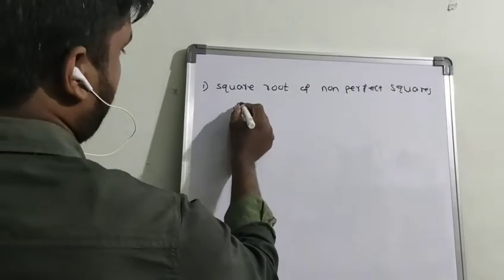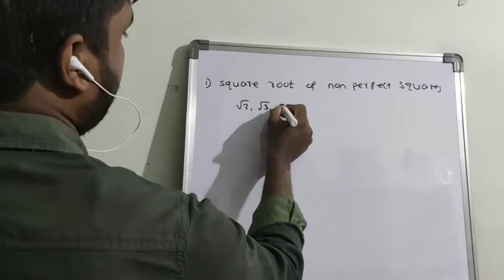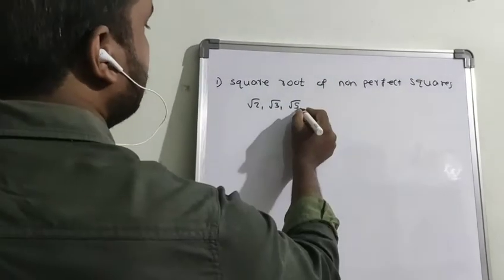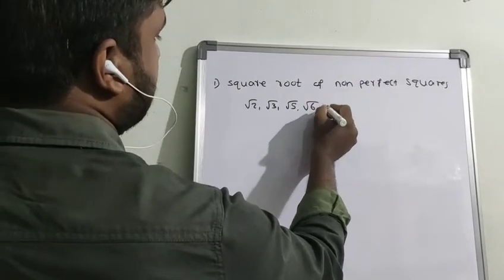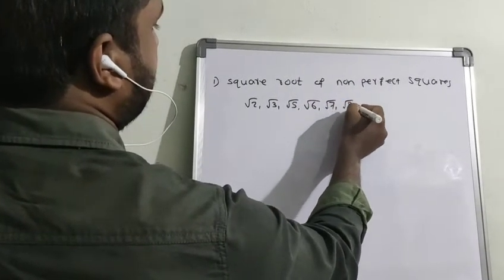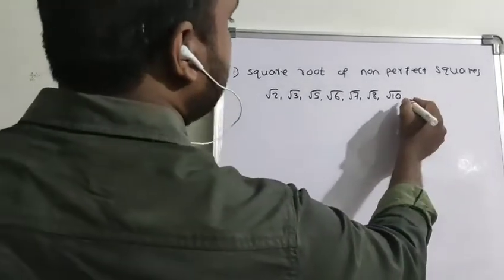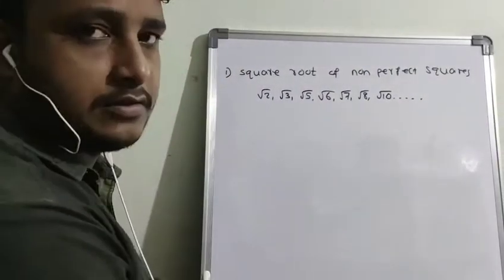For example, root 2, root 3, root 5. Root 4 you should not take, because the square root of 4 is equal to 2. Root 5, root 6, root 7, root 8, root 10. Root 9 is also a perfect square, so you cannot take it. Similarly, all these are considered surds.